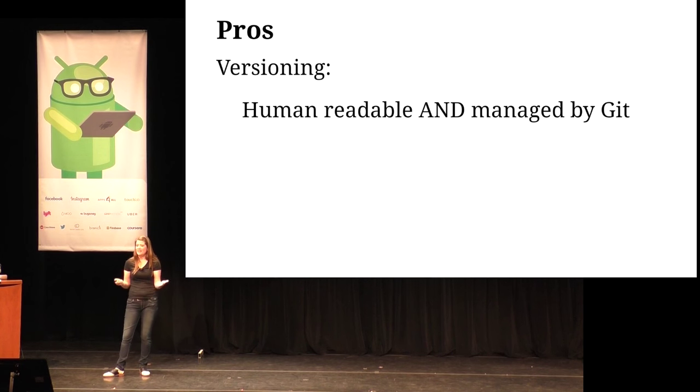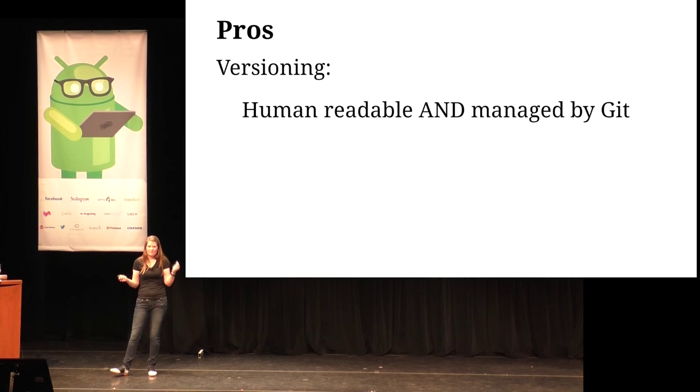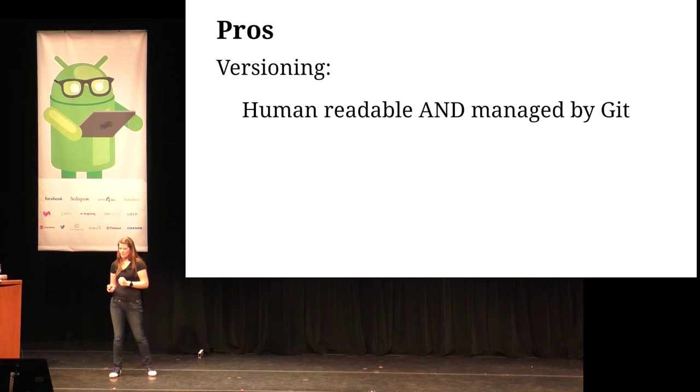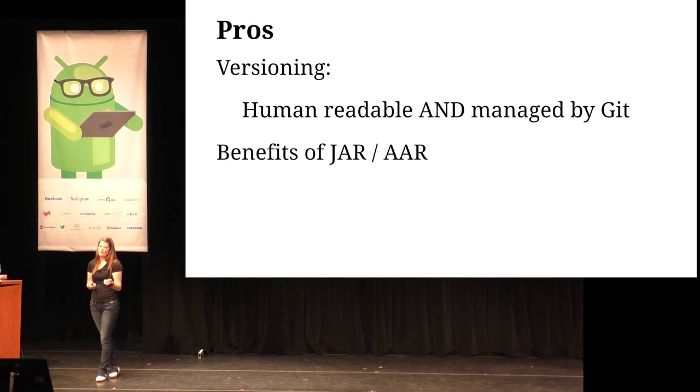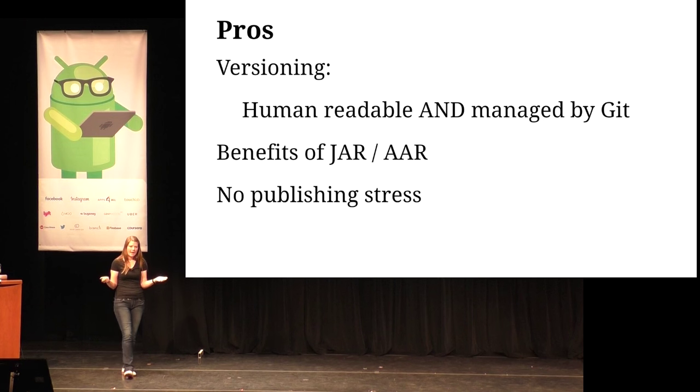The pros, versioning is human-readable, and it's managed by Git. I feel like this was the big balance that I was trying to find between these two, and it's both. Because you know where you're getting stuff from, it's human readable, you can reference a tag or a release number, but it's also based on Git, which is awesome. You've got the benefits of a jar or an AAR file. And now you don't even have to worry about publishing your own artifact. Jitpack is going to do all of that for you.